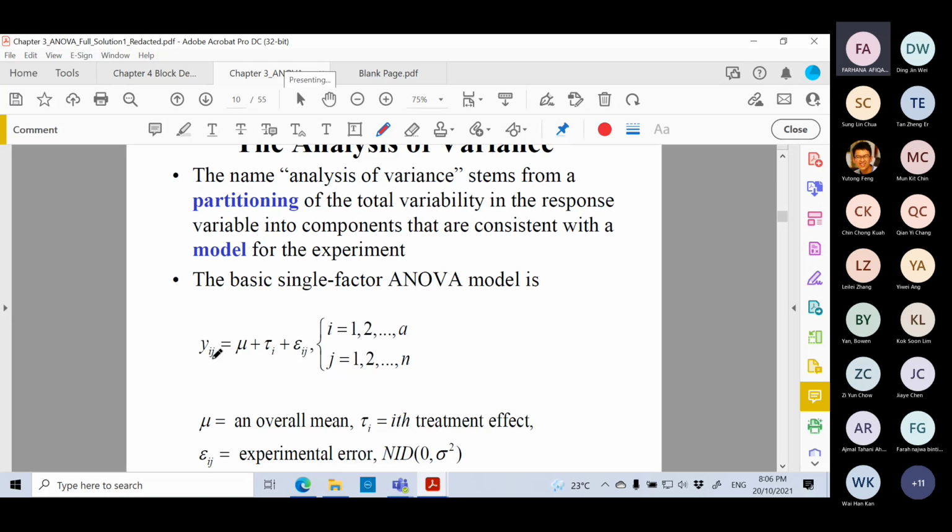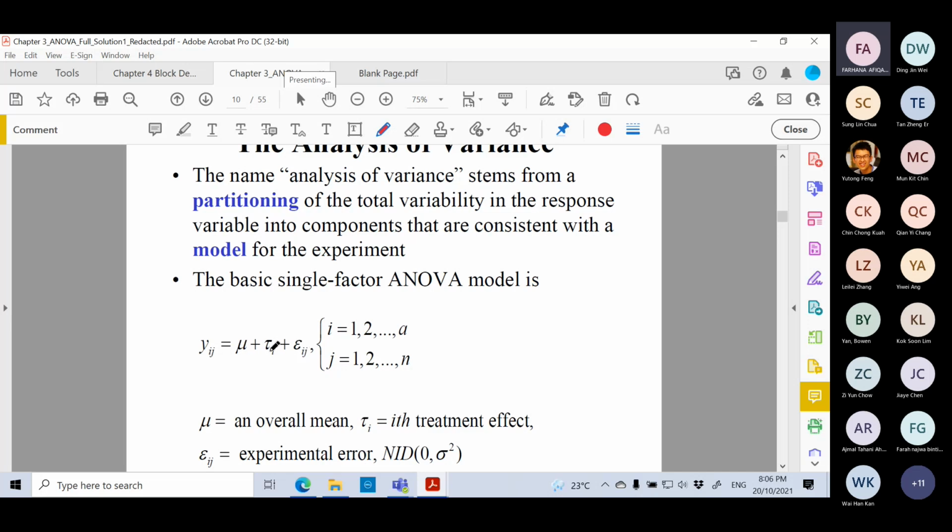So the observation is affected by the overall mean and the treatment effect, and of course a random error. This error is called the experimental error, and is normally and identically distributed with mean 0 and variance sigma square. So your observation will be affected by the whole thing here.